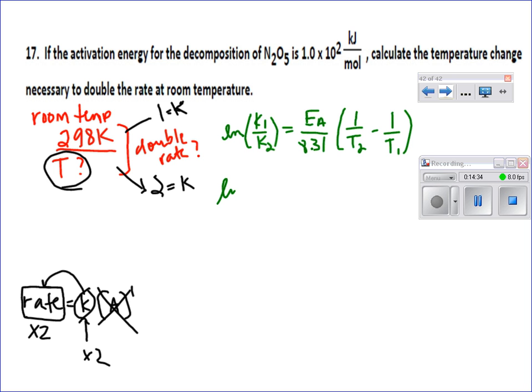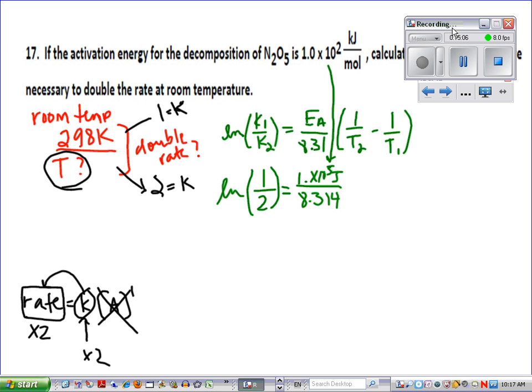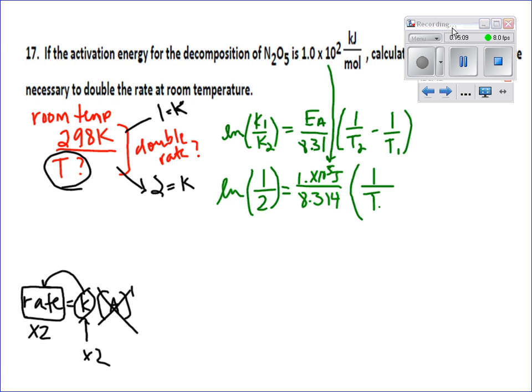So if I'm going to double my rate, I'm going to start with a rate of 1 and end up double that. You can put anything in there. If you want to put 5,000 and 10,000, whatever you want to do. Regardless, that ratio is going to be 0.5. Is equal to, they give me the activation energy of 1 times 10 to the, and I'm changing it because that's kilojoules, so I'm going to change it to times 10 to the 5th joules. That's an important part right there. Watch yourself, divided by 8.314. And then what I'm going to do is multiply by T2 is what I'm looking for. What temperature do I have to get to start from my room temperature T1 of 298?